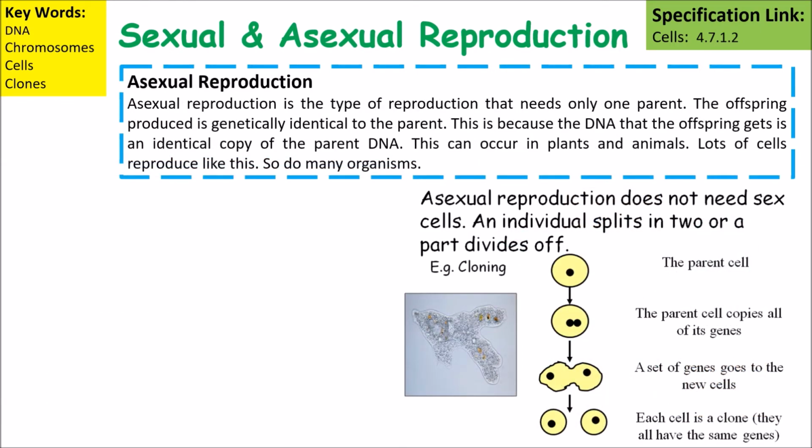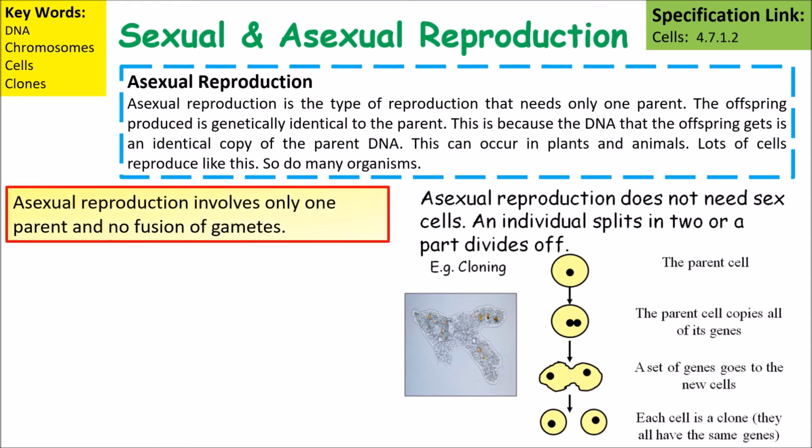Asexual reproduction is a type of reproduction that needs only one parent. The offspring produced is genetically identical to the parent. This is because the DNA that the offspring gets is an identical copy of the parent DNA. This can occur in plants and animals, so lots of cells reproduce like this, and so do many organisms.